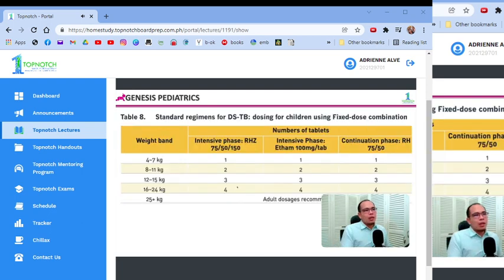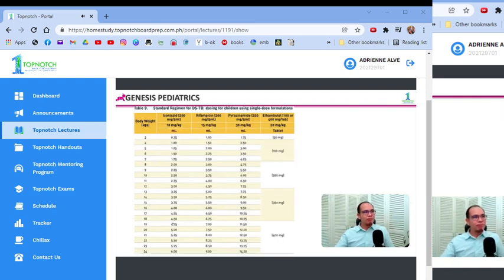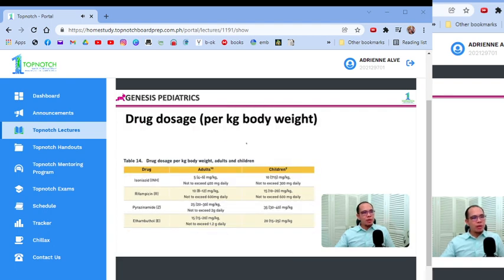Okay? The next few slides are simply dosing recommendations, especially in pedia. So nice to know, I don't think they will ask this in the exam. Okay? And usually meron ka rin mga single dose regimen or mga fixed drug combination. Okay? So here's a more detailed drug dosing, and this is what I personally use in practice, kino-compute yan.